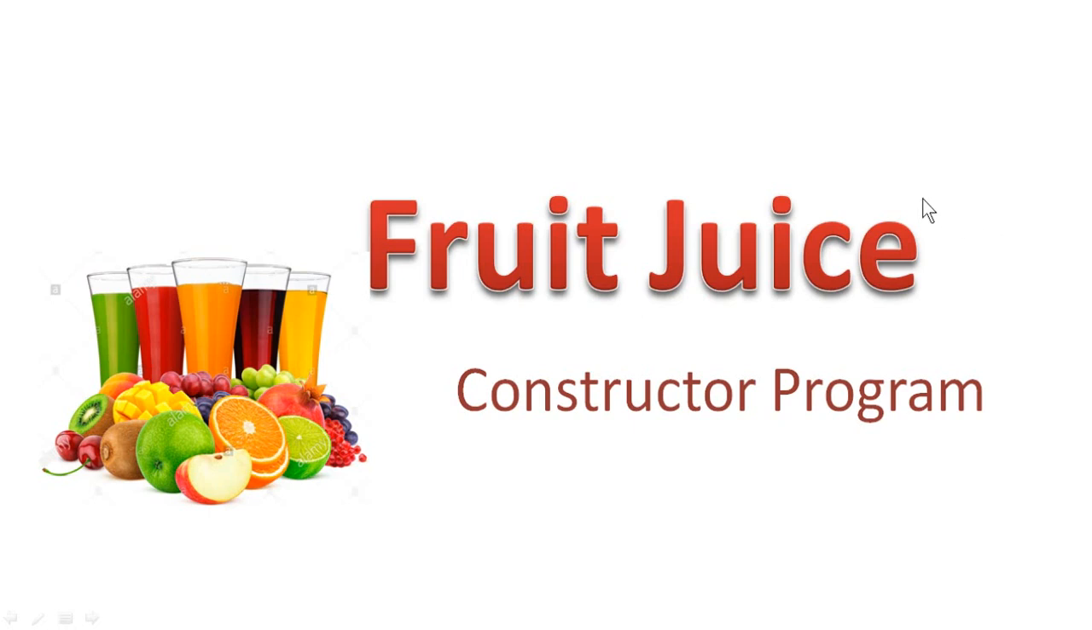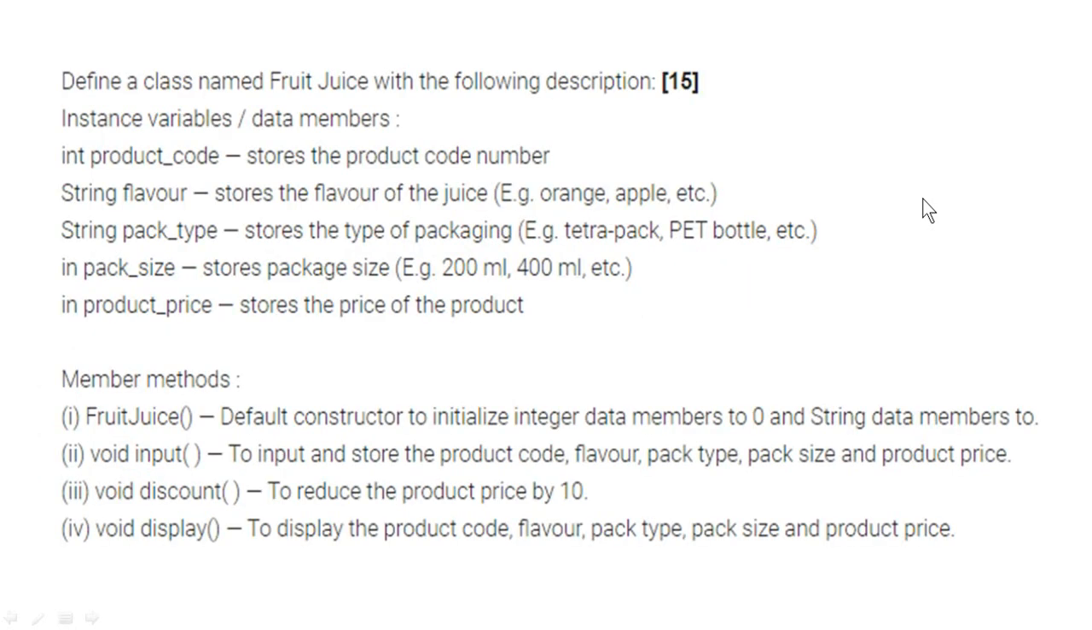So it is a constructor program, and you will have the class description. You have to follow whatever description is given as it is in the program. Define a class named fruit juice with the following description. Fruit juice is the class name, but you have a space here. Actually your class name should not have a space, so you can join this and make it a single word.